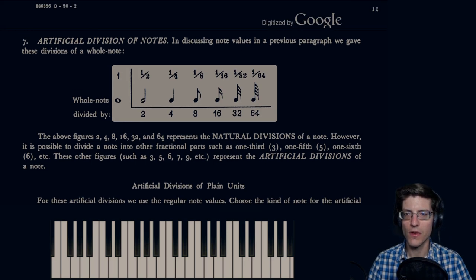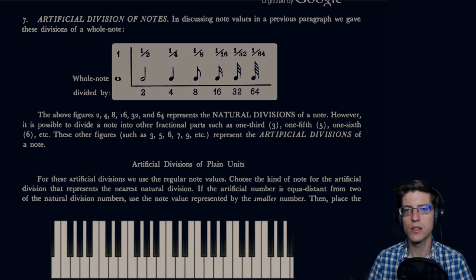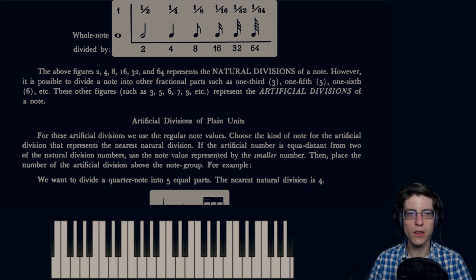In discussing note values in a previous paragraph, we gave these divisions of a whole note, right? Whole note can be divided by 2, we get a quarter note. And then a quarter note divided by 2, eighth note, divided 16th, 32nd, 64th. The above figures, 2, 4, 8, 16, 32, and 64, represent the natural divisions of a note. However, it is possible to divide a note into other fractional parts, such as 1/3, 1/5, 1/6, etc. These other figures, such as 3, 5, 6, 7, 9, etc., represent the artificial divisions of a note.